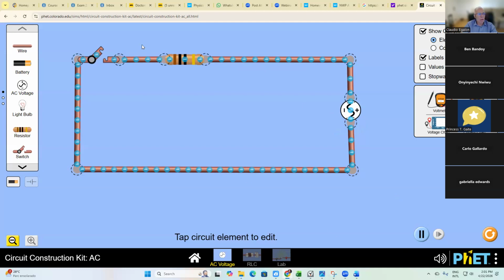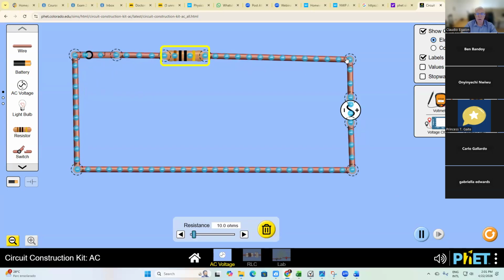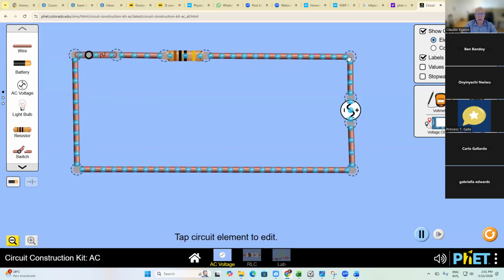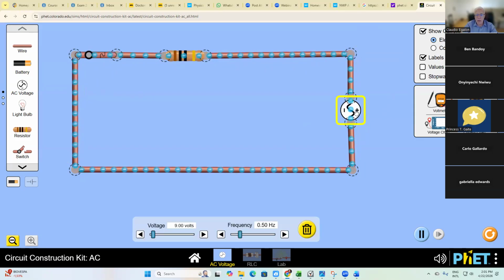And now when I close the switch, look what happens to the electrons. They're going to move back and forth. Electric current is the motion of electrons, right? And this circuit has a given frequency as well, and not only a given frequency, but also a given amplitude that can be varied. I can change the frequency and I can change the amplitude of the circuit.